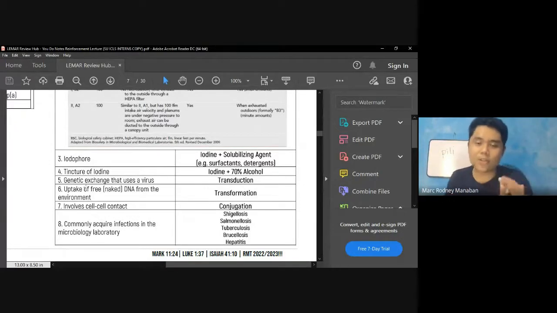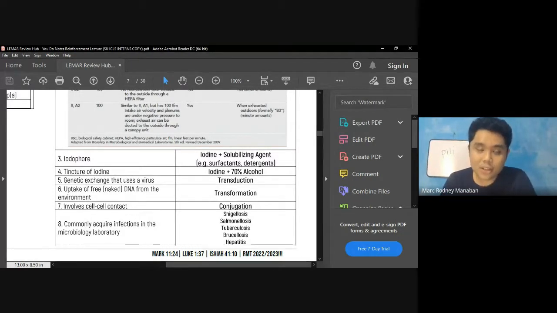Again, take note of the three major processes of genetic exchange. Number one, with the use of a virus, you have transduction. Uptake of free DNA from the environment is transformation. And lastly, cell-to-cell contact with the use of pili is conjugation. The pili serve as a bridge for the transfer of genetic material between two bacterial cells.